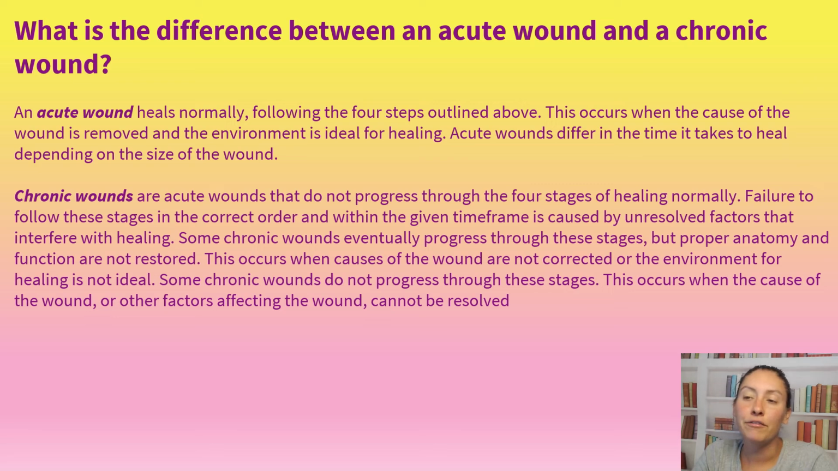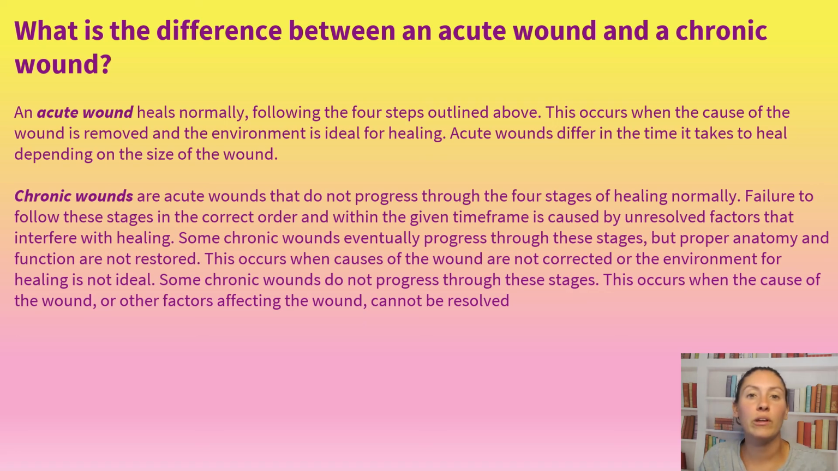Next, we have what is the difference between an acute wound and a chronic wound. So an acute wound is a wound that is going to heal normally. So it does follow the 4 steps as we just went over. And this occurs when the cause of the wound is removed and the environment is ideal for healing. So acute wounds differ in the time it takes to heal depending on the size of the wound, but it does follow the 4 steps and it does keep progressing.